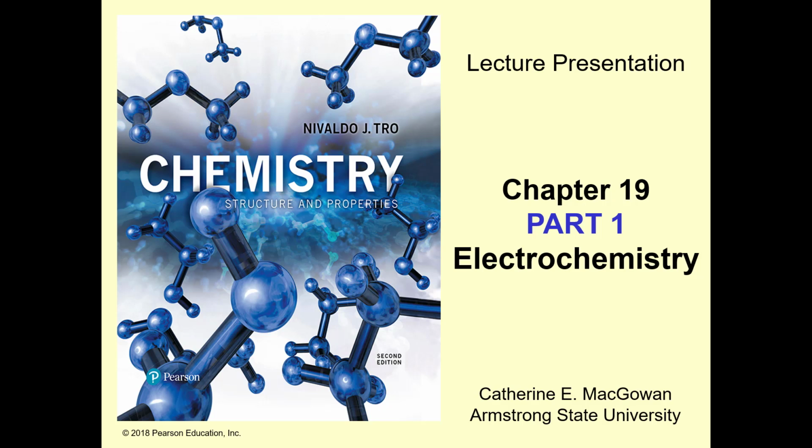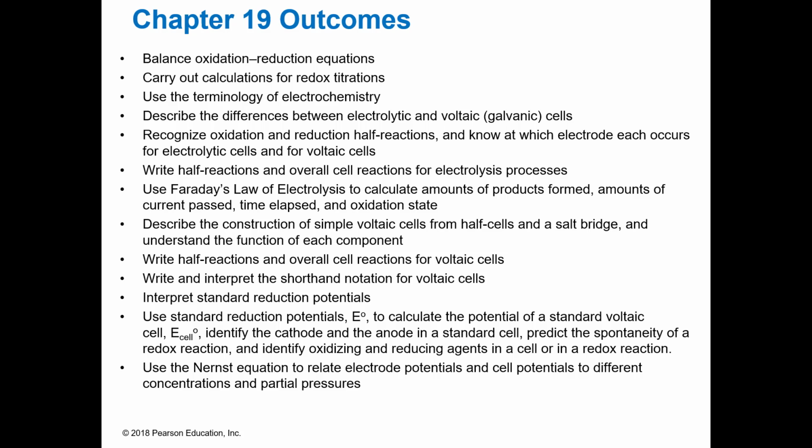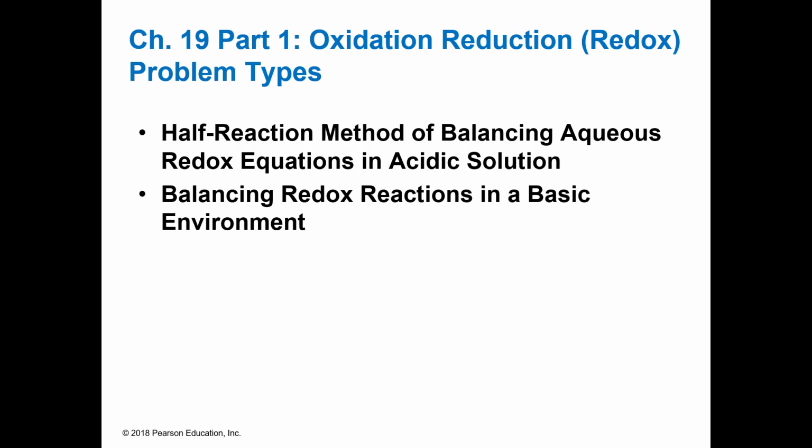If you're in my course, we're in chapter 19 of the Tro chemistry book, Atoms First. In this chapter we're going to look at oxidation reduction and how that occurs in a chemical reaction, and the apparatus that you need to do that. And then we're going to interpret the energy changes of the cell.